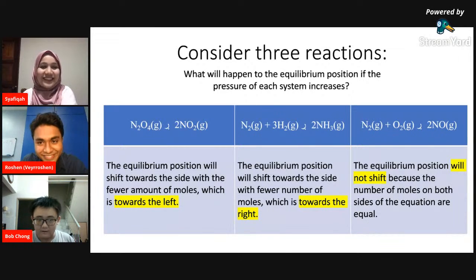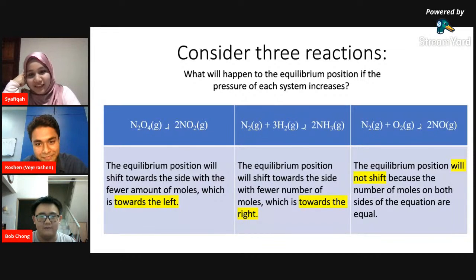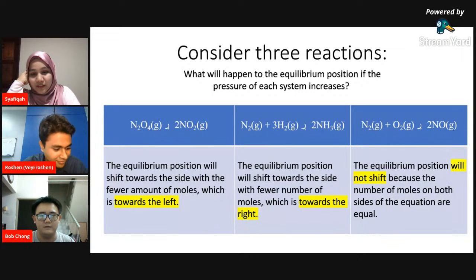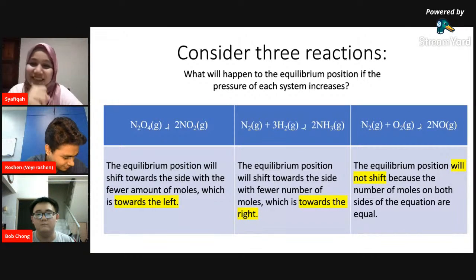Anyway, so if we look at the left-hand side of the equation, the leftmost equation, the first equation, on the left-hand side we have 1 mole of N2O4. And on the right-hand side of the equation, we have 2 moles of NO2, nitrogen dioxide. Right, so which side has more moles of gas?